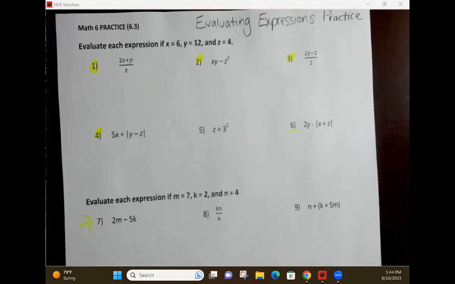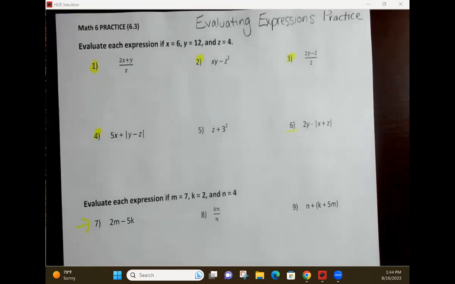So on your new paper, I want to start with number 1. We only have problems on one side this time. Our directions say evaluate each expression, right? These are expressions because they've got variables in here, letters X, Y, and Z, and I can plug whatever I want in for those variables. That's what makes them a little bit different. That's the difference between what we're doing now and what we just worked on.